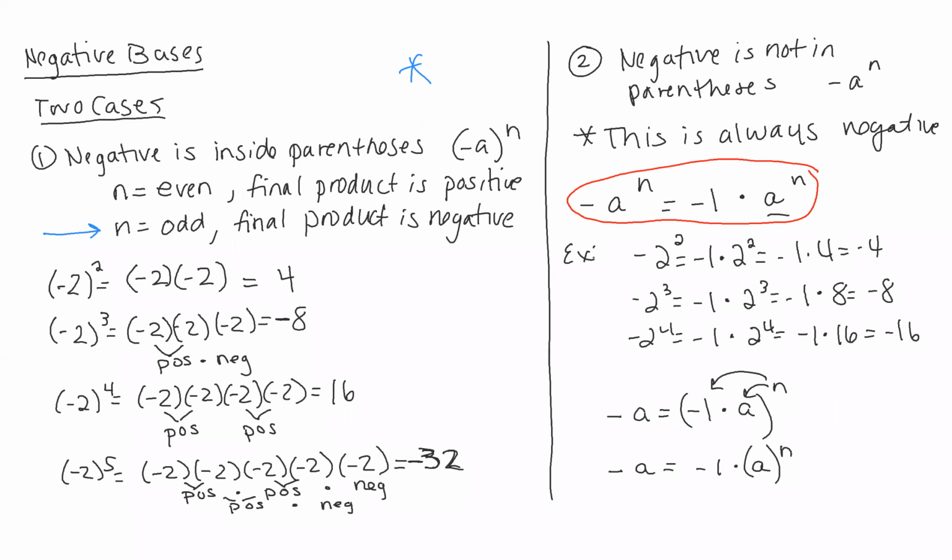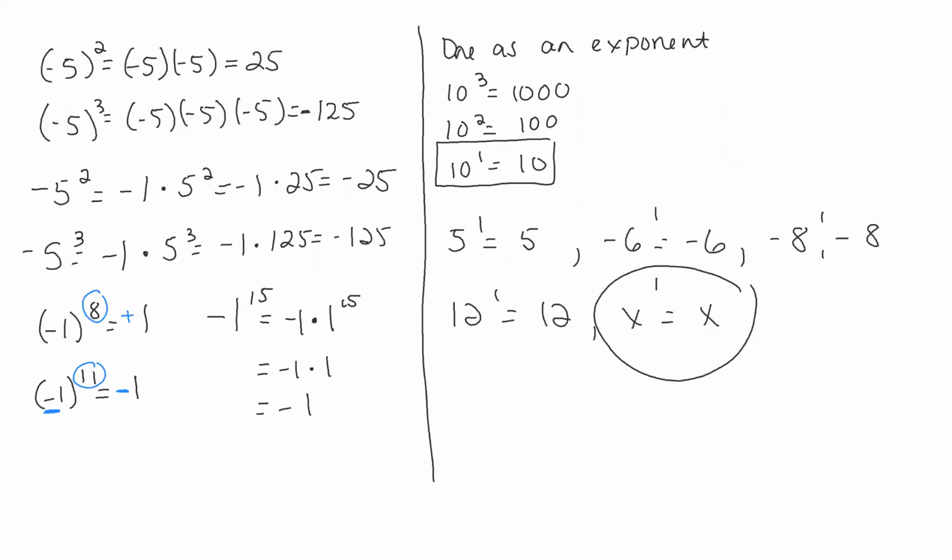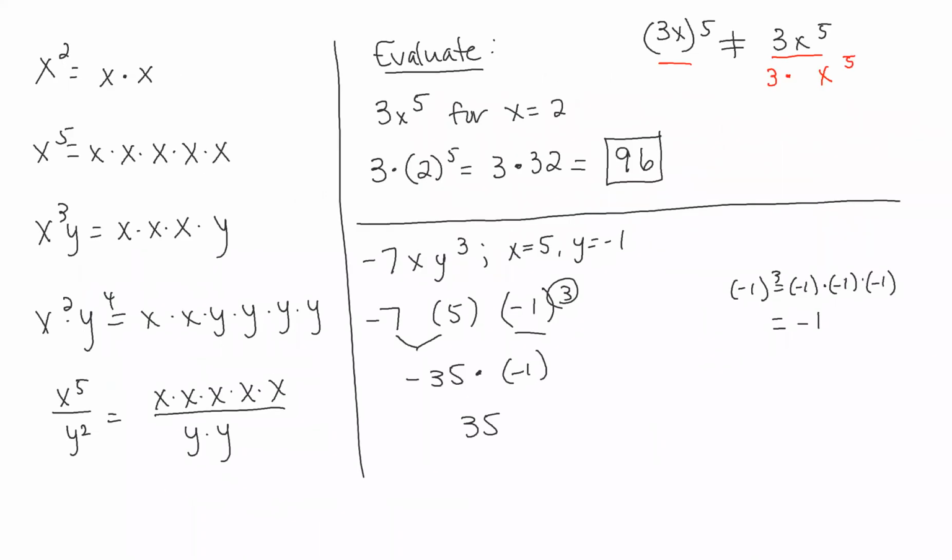If you have parentheses, it all comes down to whether or not your exponent is even or odd. Without parentheses, it's always negative. Okay, so we did lots of examples. We looked at examples where the base is 1, examples where the exponent was 1. And then we looked at just some variable examples and evaluating.